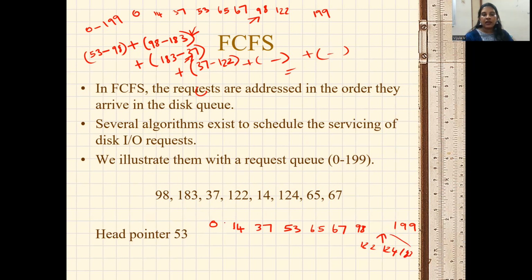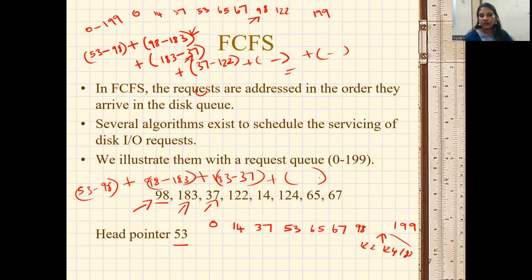Now what you're going to do is take your head pointer. Head pointer minus the first queue entry, that is 53 minus 98. After this, 98 becomes the head pointer. Now 98 minus the next one, that is 183. After this process, 183 becomes the head pointer. That is 183 minus 37, and then 37 becomes the head pointer.